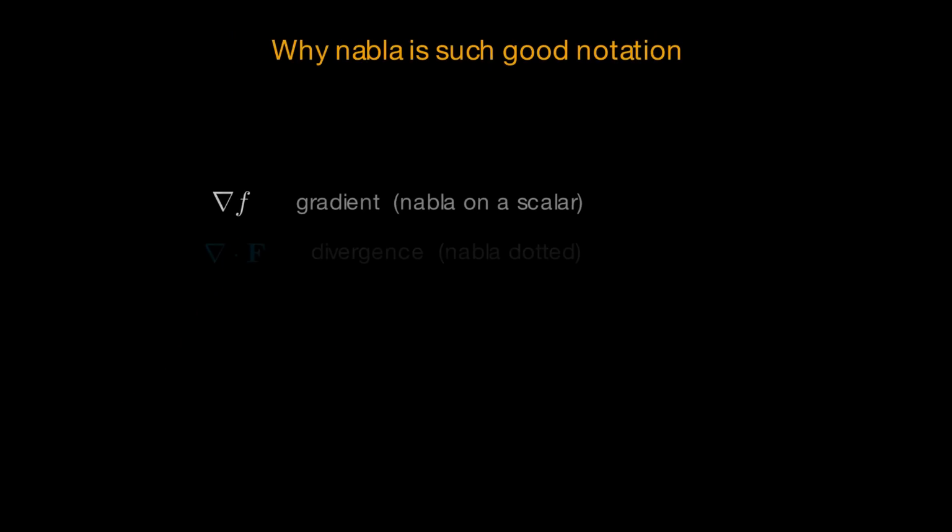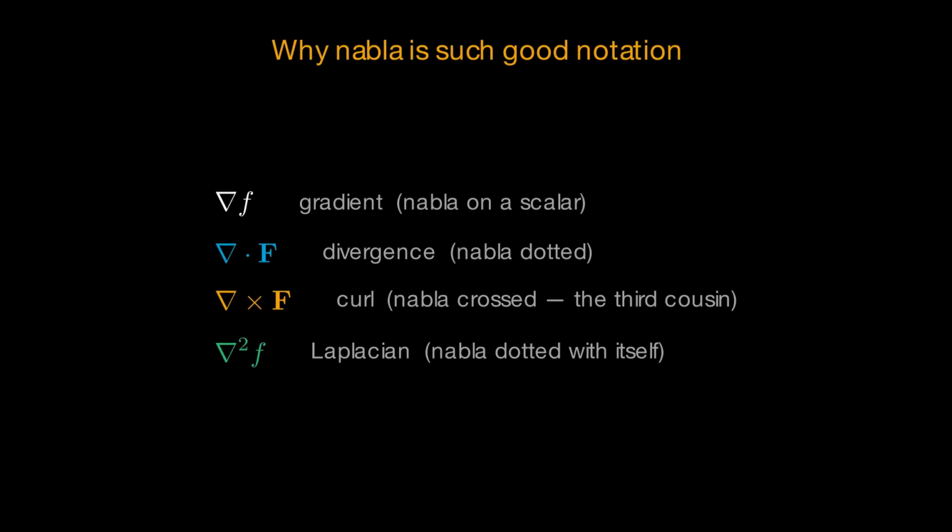And that's why the notation is so good. Treat nabla as a vector, and every operator becomes familiar. Algebra. Nabla on a scalar is the gradient. Nabla dotted with a field is the divergence. Nabla crossed with a field is a third cousin called the curl, and nabla dotted with itself is the Laplacian. One symbol, the whole toolkit of vector calculus.